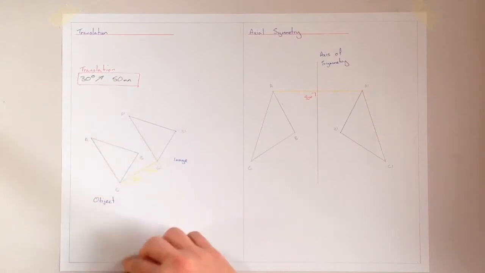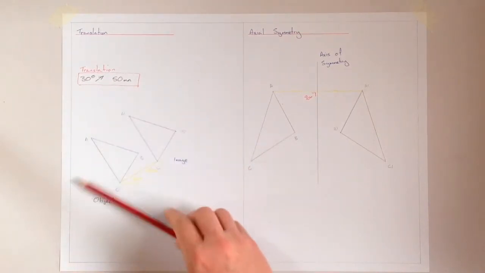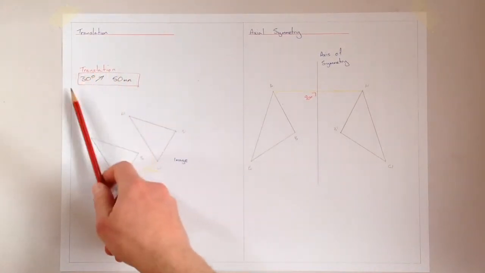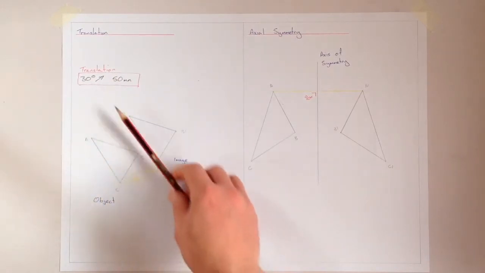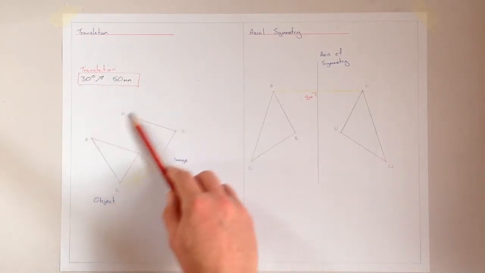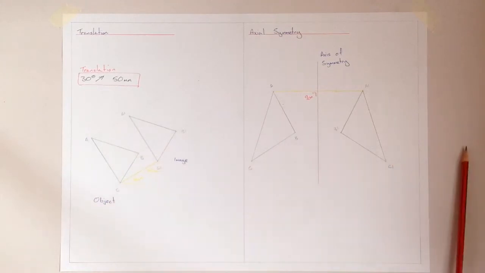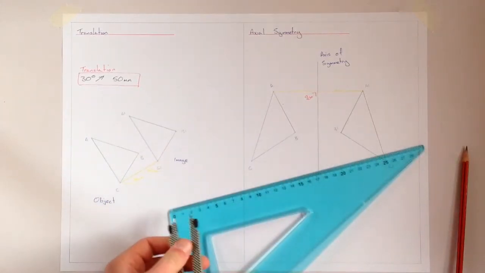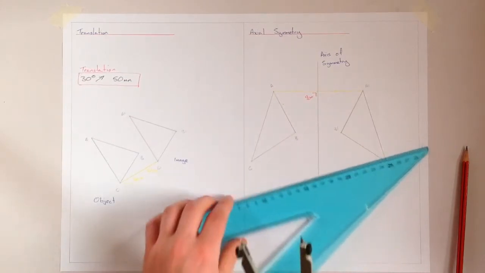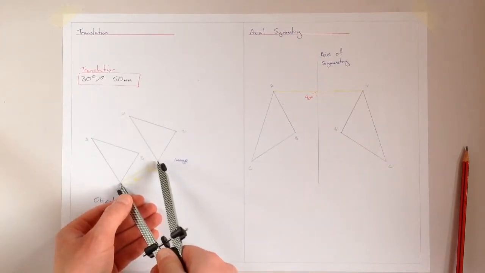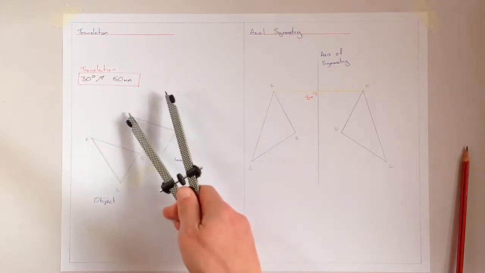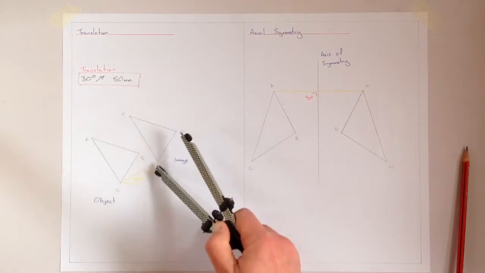So you would always start off with your object, okay? So we have the object here, which is ABC. And for this one, we're just told this is an example of translating 30 degrees, 50 millimeters. So what we would do is project each one of the points of my object at 30 degrees. And then with your compass, set your compass to 50 millimeters. Then each one of the points will be swung 50 millimeters from each one of the other points here, okay? And that will give you your image for where your points end up.